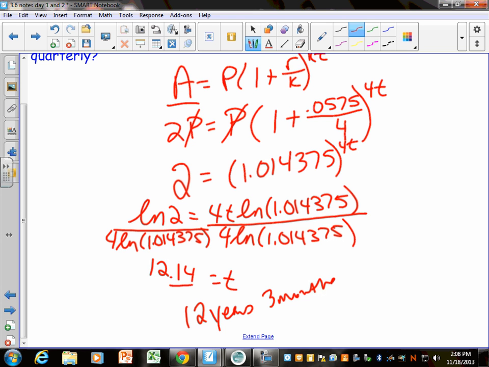You have to round it to how often it's getting compounded. Does that make sense? If it was getting compounded monthly, you would just round up to the next month, but it's only getting compounded quarterly. If it was getting compounded yearly, like once a year, you'd have to round that up all the way to 13 years because that would be the next time that it's compounded. So you have to pay attention to the compoundings, and we'll look at that a little bit more tomorrow.